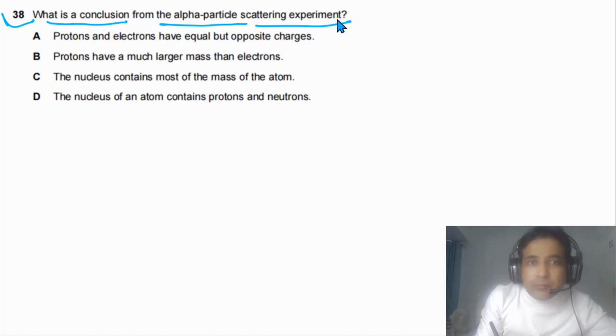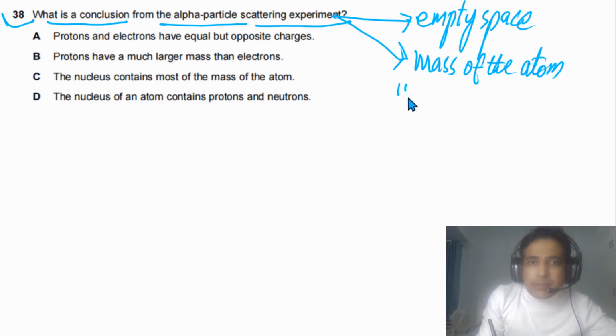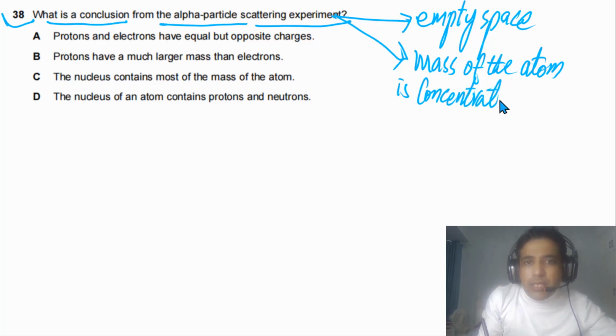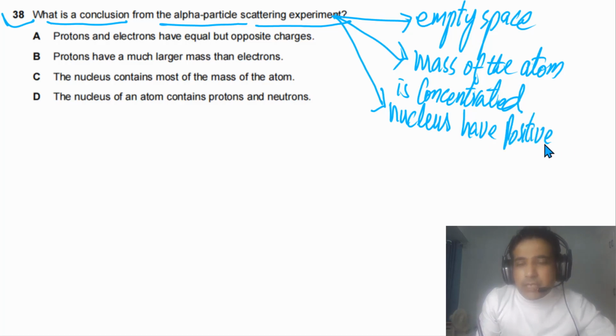So a few things you need to understand. Most of the atom is empty space, and we concluded that the mass of the atom is concentrated in the nucleus. So these points you need to understand about the alpha scattering experiment. And the nucleus is positively charged. We can also say the nucleus has positive charge. So these are the conclusions from the alpha scattering experiment.